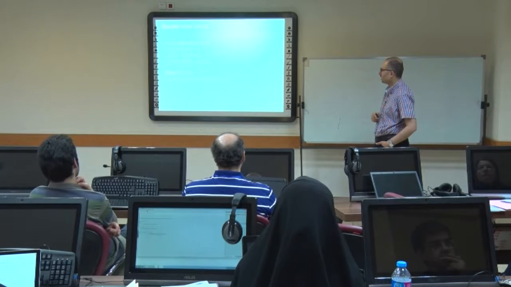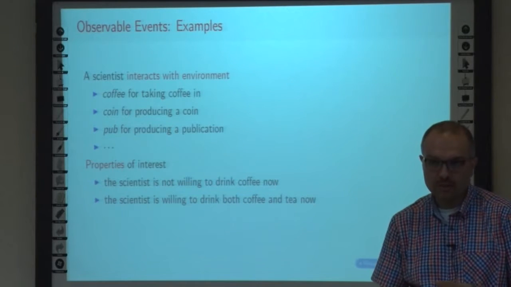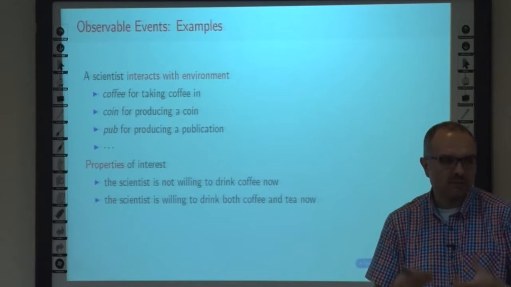He or she has just drunk a cup of coffee, so she doesn't want any more coffee. Or the scientist is willing to drink both coffee and tea now. Look, these two properties only talk about the behavior right now, right? So we talk about the current state of the system. There is nothing temporal about it.